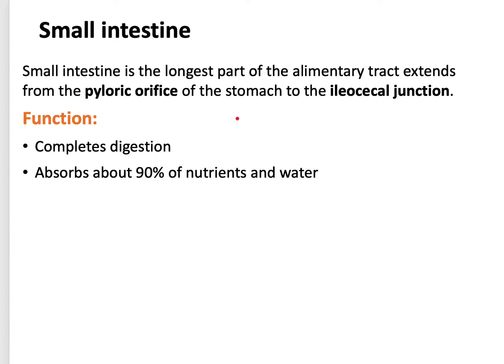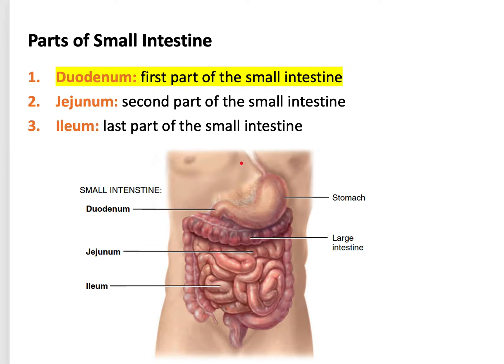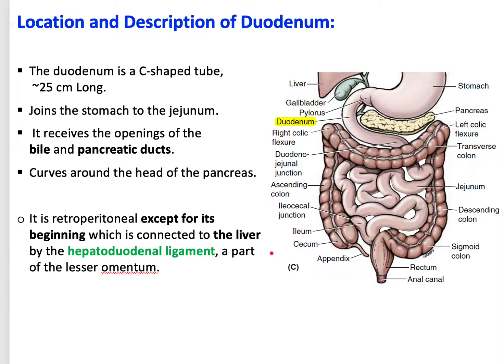Well, first of all, guys, you know in general that the small intestine is the longest part of the alimentary tract and GI system, starting from the pyloric orifice, from the pylorus of the stomach, until the ileocecal junction. And you know, guys, the small intestine has three parts. The first one is the duodenum. The duodenum continues with the jejunum, then the jejunum continues with the ileum until it reaches the ileocecal junction. So we have three parts. So guys, I will start with the most important structure, and the first one, which is the duodenum.